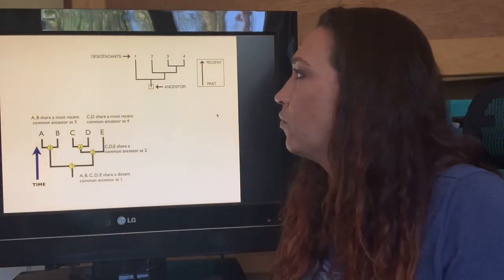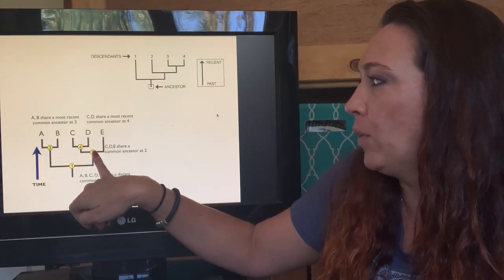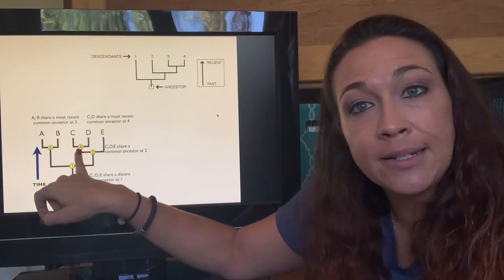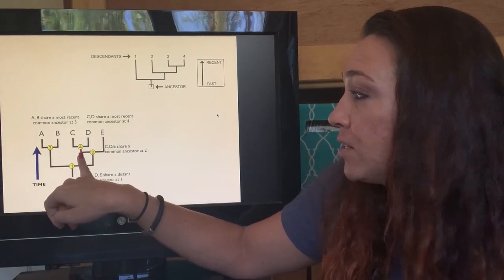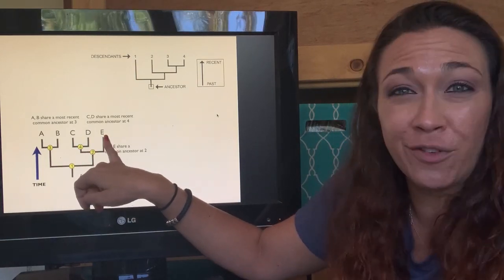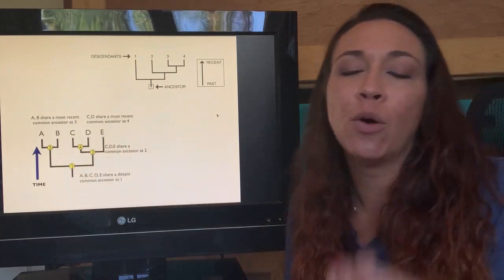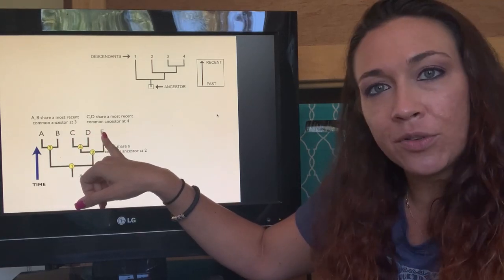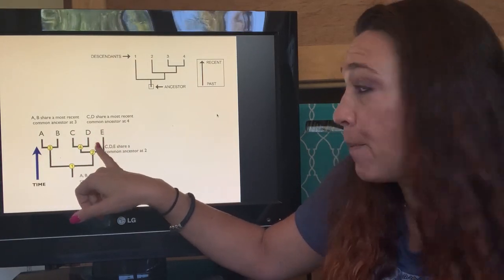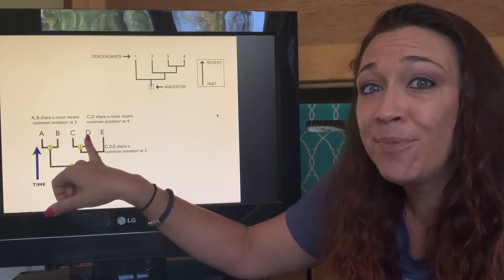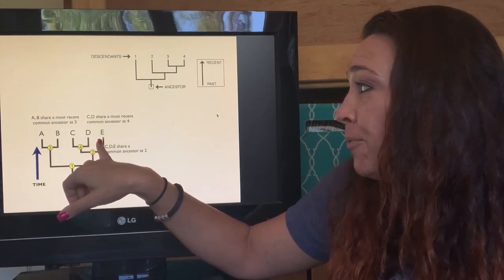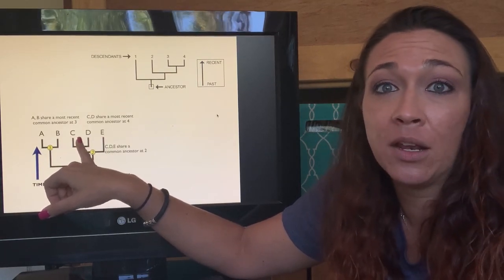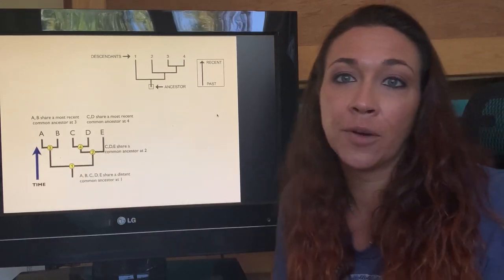Now, when we look at C, D, and E branching from each other, you can see that C and D stayed together for longer. It was E that branched off first by himself. This E is called an out group, or an outlying group. Even though C, D, and E are pretty closely related to each other, E is separate from C and D. He branched off on his own, so that means he is more distantly related than C and D. C and D would be pretty closely related, right? And E would be something like way over here.